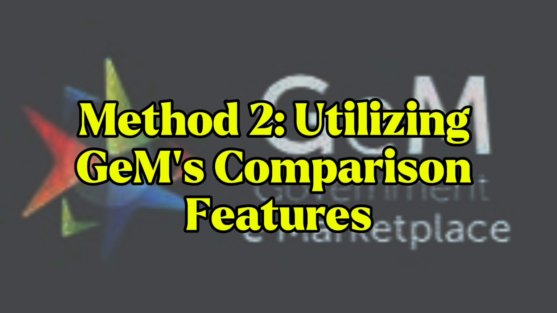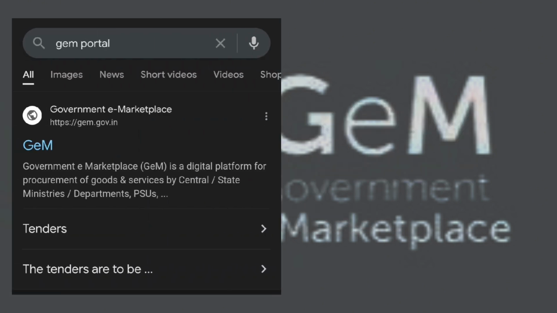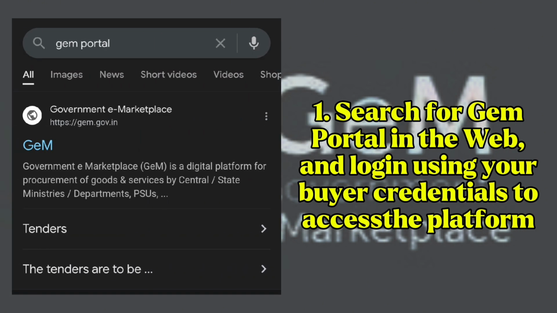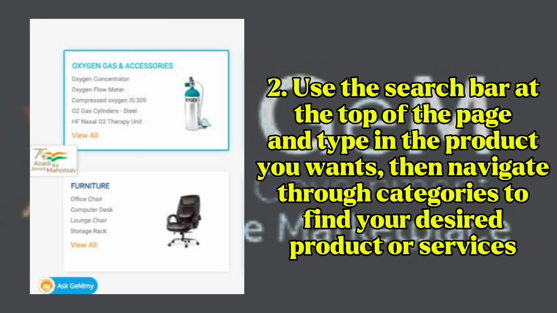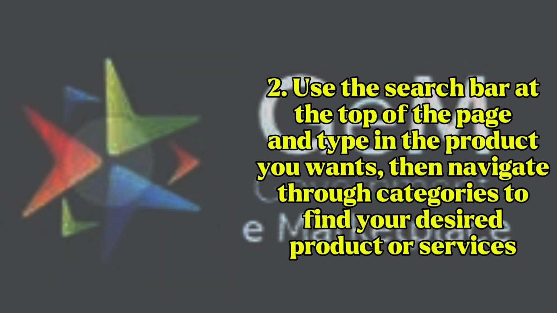Method 2. Utilizing GeM's comparison features. Search for the GeM portal on the web and log in using your buyer credentials to access the platform. Use the search bar at the top of the page and type in the product you want. Then navigate through the categories to find your desired product or services.